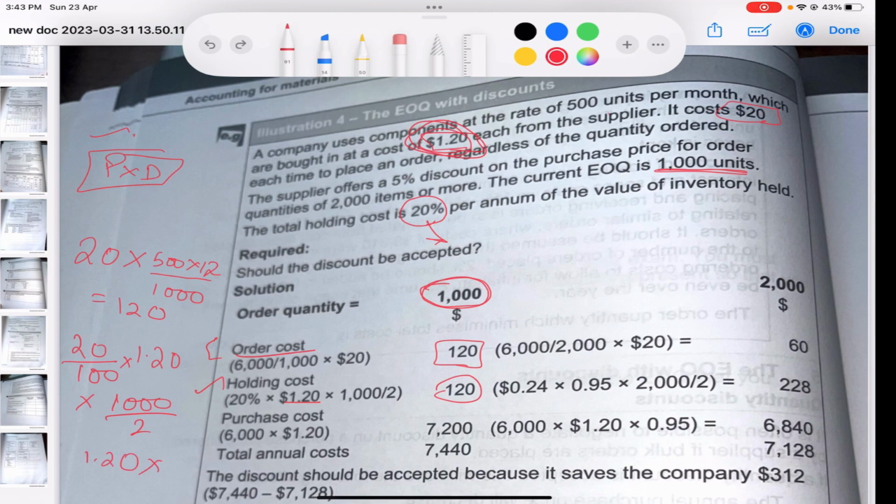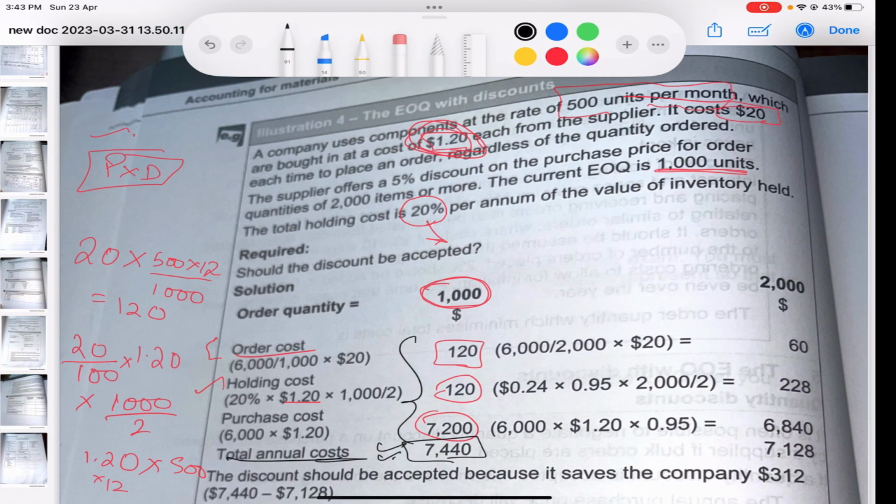Annual demand. What is my annual demand? 500 multiplied by 12. Why am I multiplying it by 12? Because here it is given per month. So that is 1.20 multiplied by 500 multiplied by 12, which is 7,200. If you add them, you will get your total annual cost at 7440.